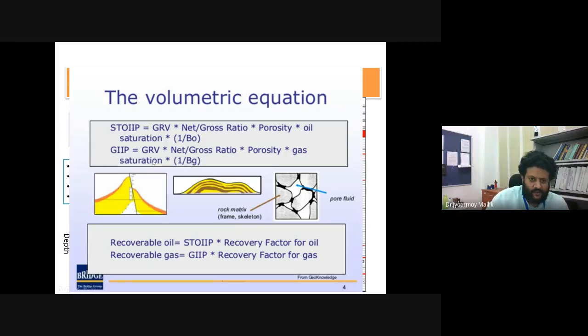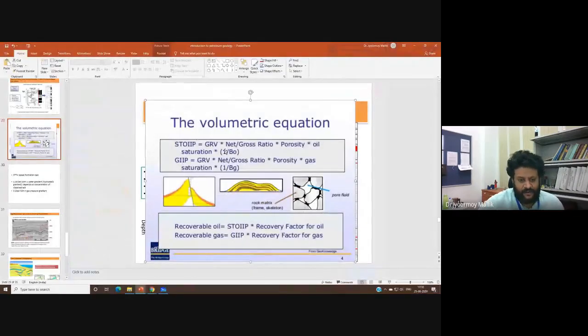So if I just don't include this factor in this calculation, what will happen if I just say net to gross multiplied by GRV multiplied by porosity multiplied by gas saturation? That will provide me the gas volume which is inside the reservoir, right? Which we have not taken out.